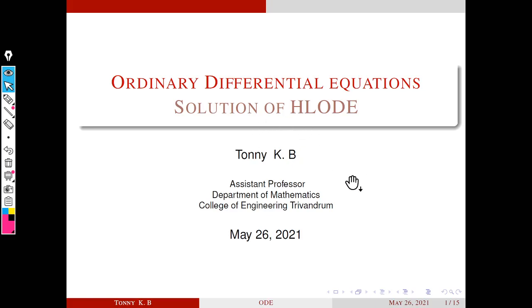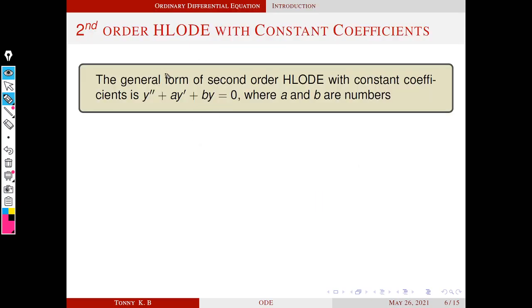Namaskaram. Today we will see how to solve homogeneous linear ordinary differential equations with constant coefficients. This is the general form of a second order homogeneous linear ODE. It is linear and homogeneous because the right hand side is 0. Here a and b are any numbers. We can choose a and b to be any numbers.